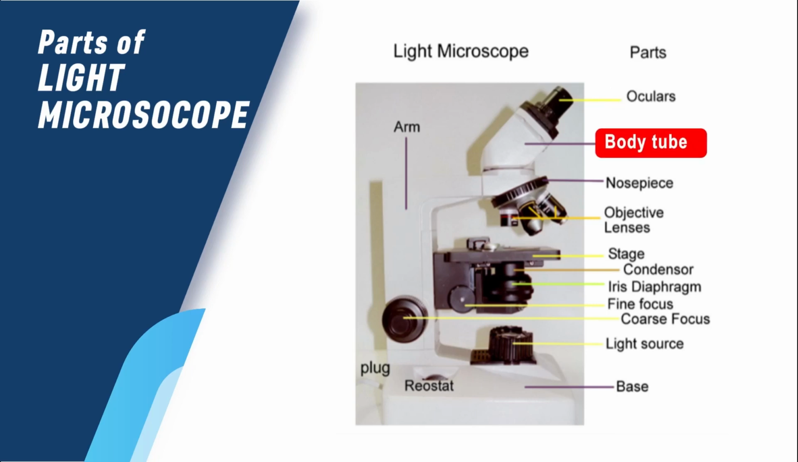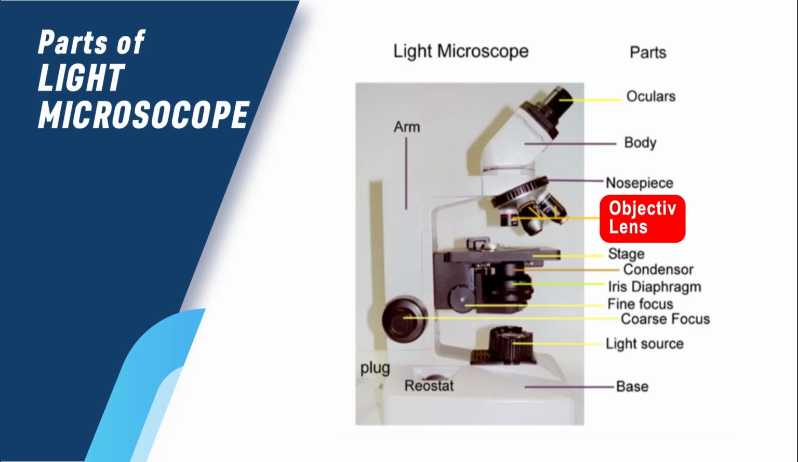Body tube connects the eyepiece to the objective lenses. The body tube contains a series of lenses that further magnify and transmit the image from the objective to the eyepiece. In some microscopes, the body tube can be extended or tilted for user comfort and ergonomic positioning. The objective lenses are a set of lenses positioned close to the specimen.